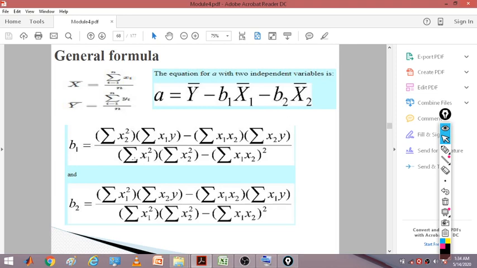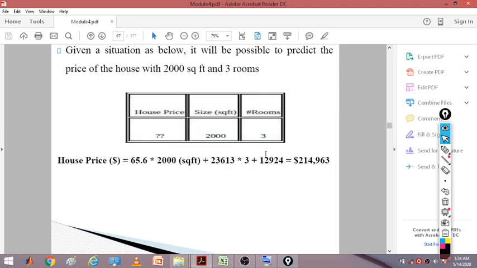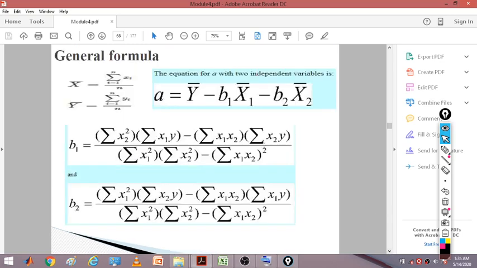Okay, now b1 can be calculated. Here we are just showing in detail how we got the previous value. If you want to check how you achieve these values, how did you get 65.6, and what is the intercept 23613, you can take that table and find out by using the above formula. So you will get those values. So please work it out at home by taking that particular table.